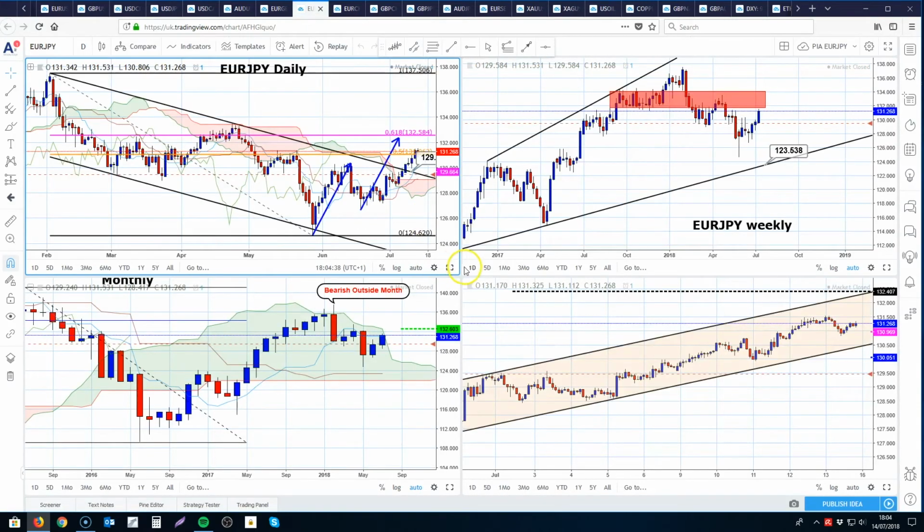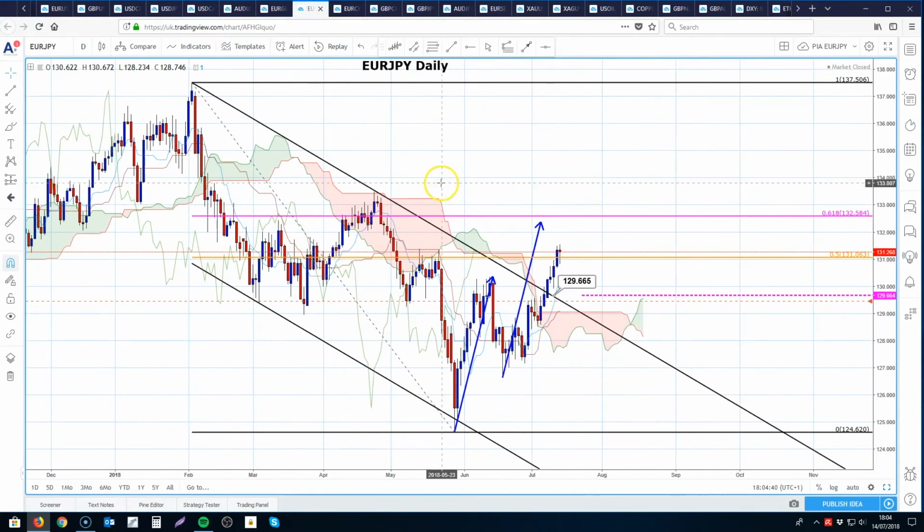So euro yen, we've broken out of a channel formation to the upside. We've stalled, but dips are still being bought into. We've got an ABCD corrective formation located at 132.35. We've got our 61.8% pullback level at 132.38. Sorry, 58. That is the focus this week. To the downside, we've actually got support around about 130.